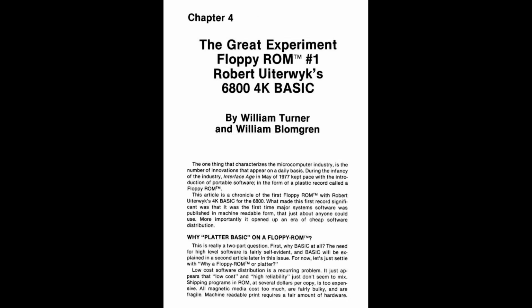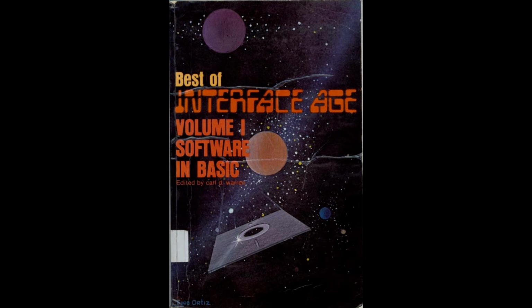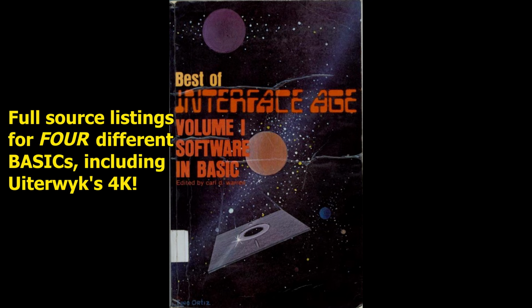In the May 1977 edition of Interface Age, William Turner and William Blomgren explained in an article how you would hook up your record player to your cassette interface and get the thing into your computer, and then you could save it to cassette. And the story of how they did it was completely recounted in the magazine and later on in the Best of Interface Age, which had a number of basic interpreters in it.